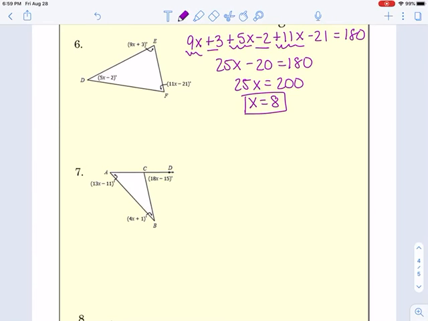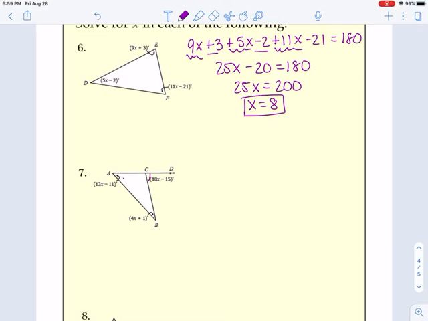For number 7, you don't have the 3 interior angles now. Now you have an exterior angle and again, the 2 remote interior angles. So again, the sum of the 2 remote interior angles, the sum of A and B, is going to have to add up to give you that exterior angle BCD. So let's take 13x minus 11, add our other angle of 4x plus 1, and set that equal to 8x minus 15.